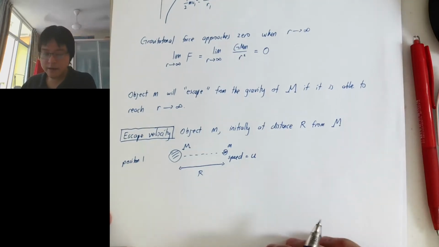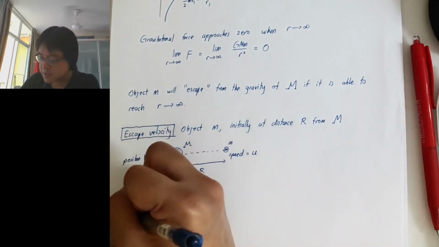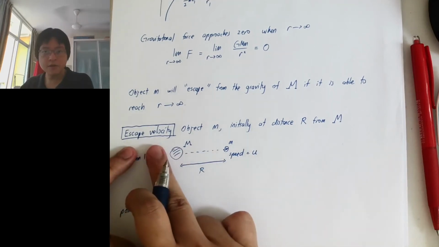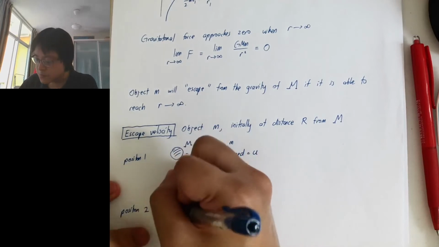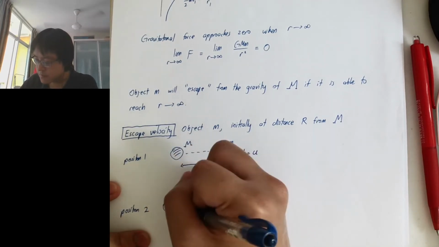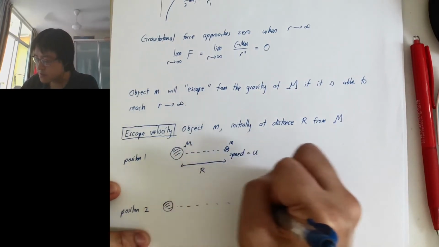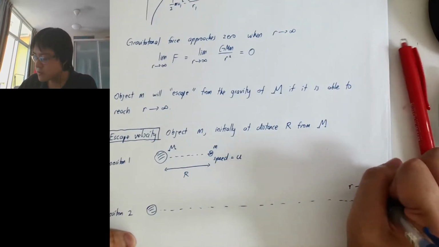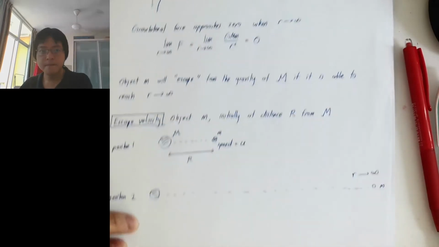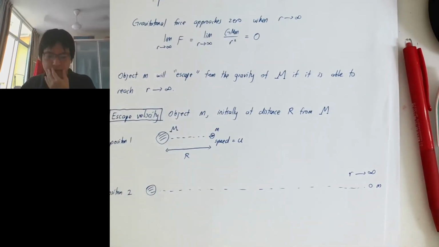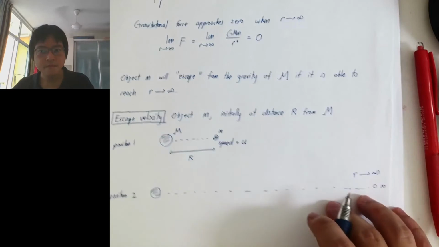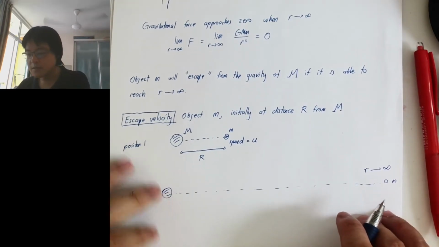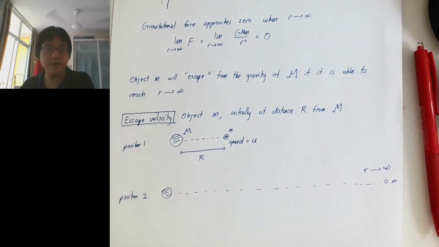Then I want my final position to be at infinity. So I want to talk about escape velocity. What is the speed u needed to be able to reach infinity? So the final position is infinitely far away, R going to infinity. So by conservation of energy, it is this.